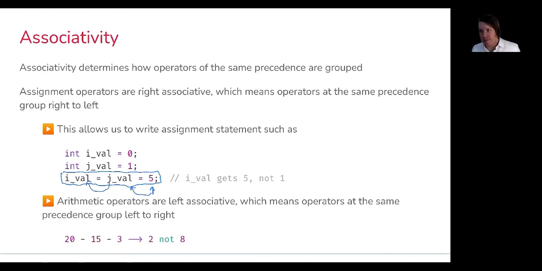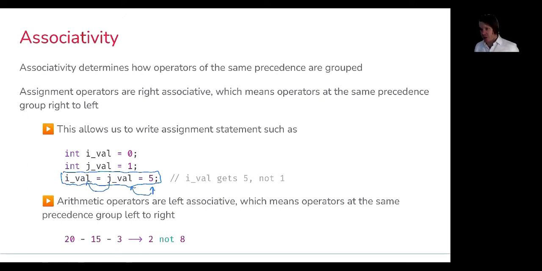Had assignment been left to right associative, we would have had IVal is equal to JVal. So it would have been IVal gets 1 and then JVal gets 5. That's not the case here. Assignment will always be right to left associative.